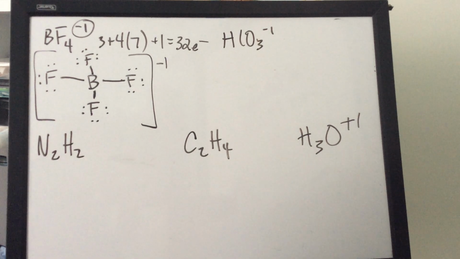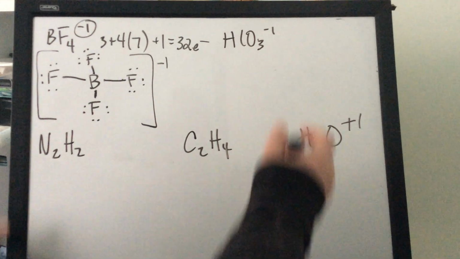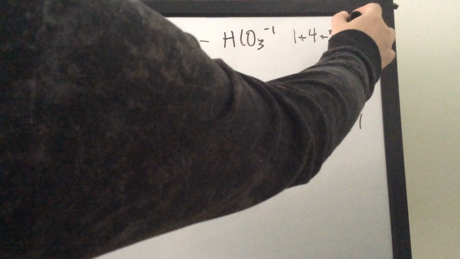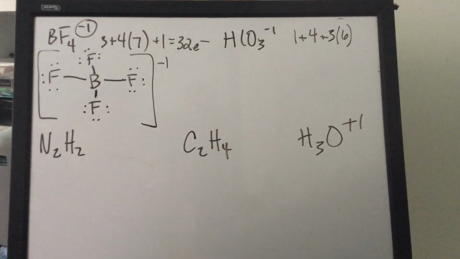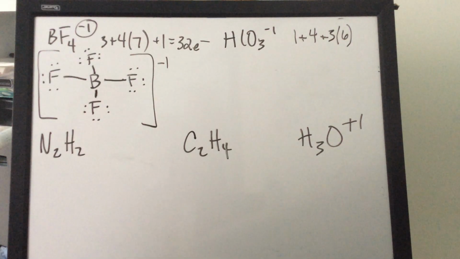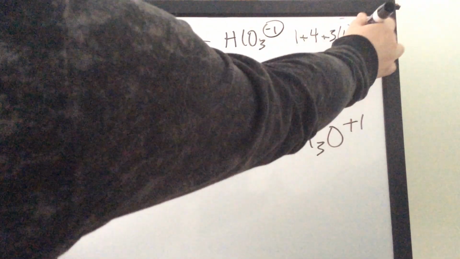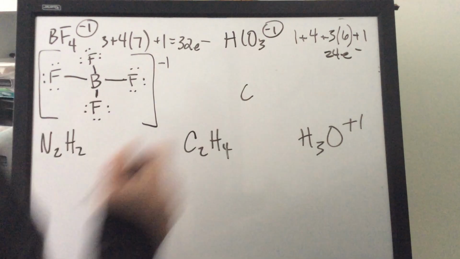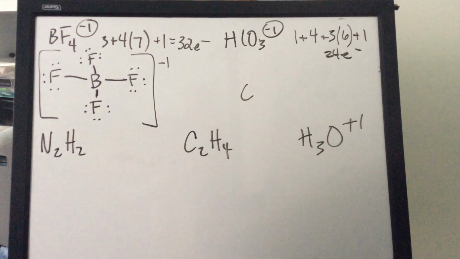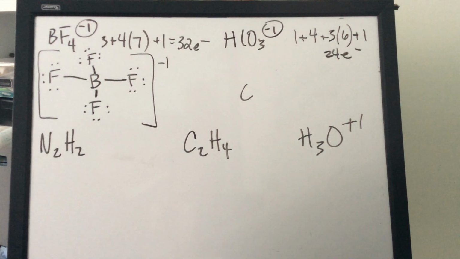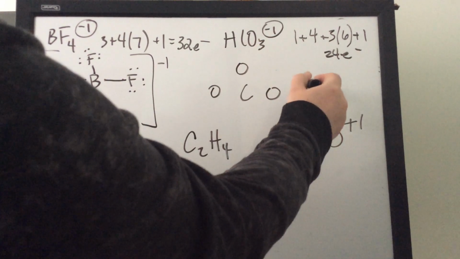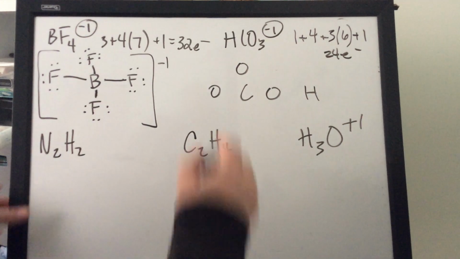HCO3-, they gave you a little hint. It said carbon's your central atom, and the H is connected to an O. So knowing that, let me do my electron count. 1 from hydrogen, 4 from carbon, 3 oxygens, each with 6. That's 23 plus 1. So 24 electrons. So carbon's a central atom, and it says the H is connected to an O. So that must mean O, O, O, and then an H kind of on the end somewhere. So here we go.